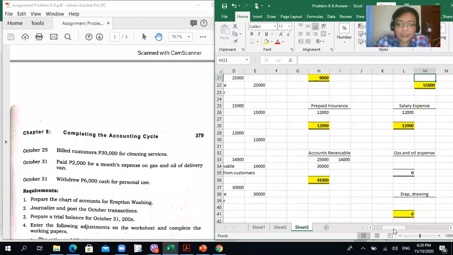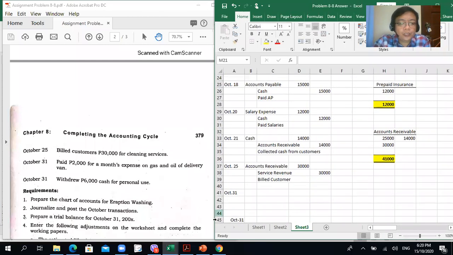All right. Next. October 31, you paid 2,000 month expense for gas and oil of the delivery van. So you have here gas and oil. What is the entry? Rika, what is the entry for this? So paid 2,000 for month expense on gas and oil.